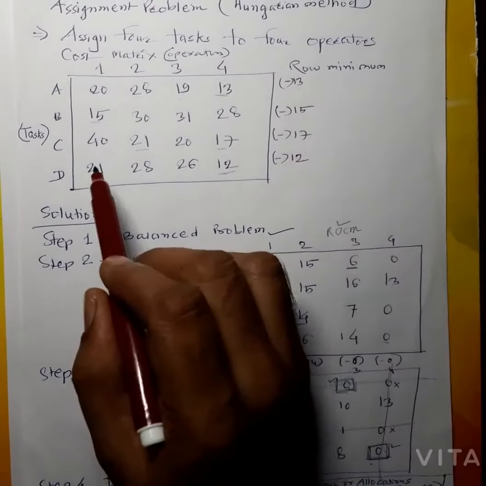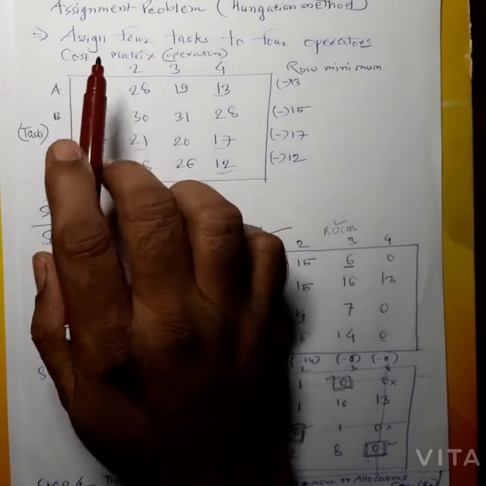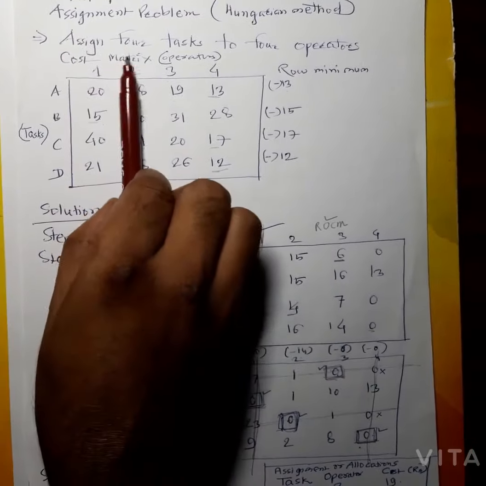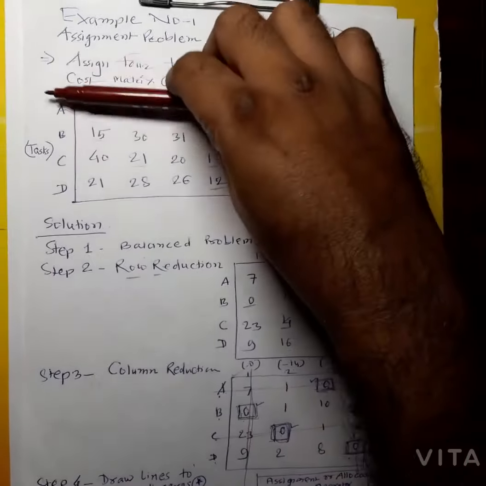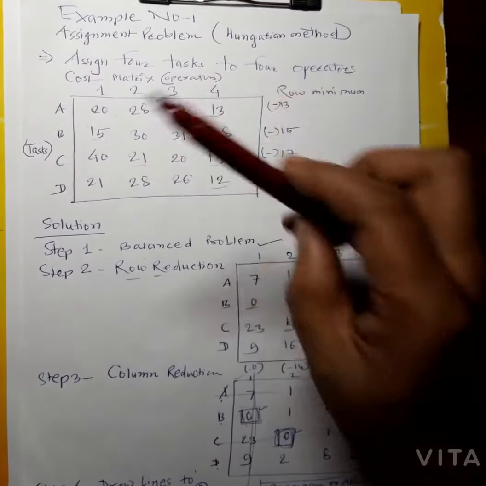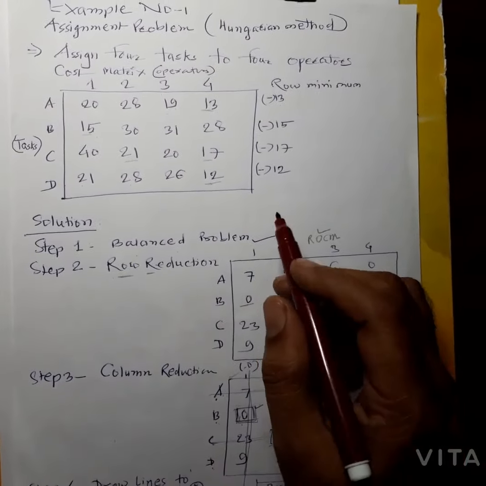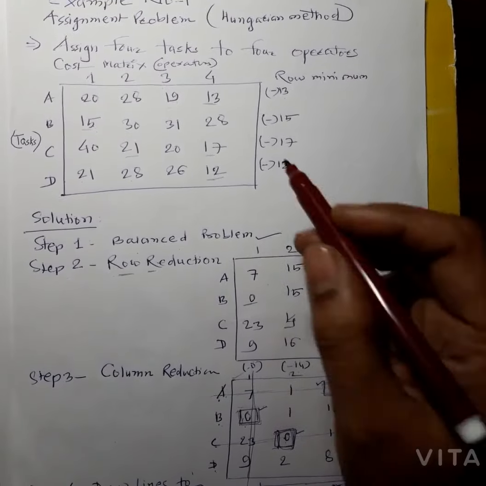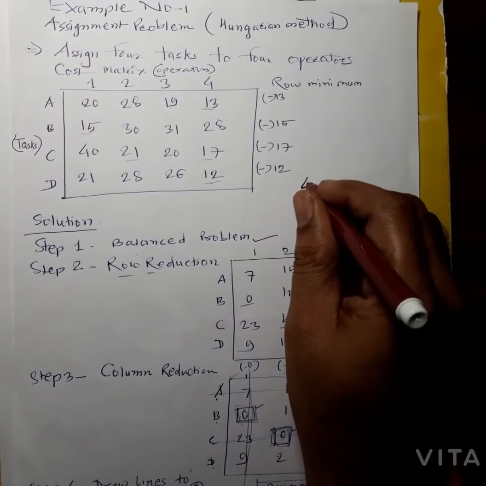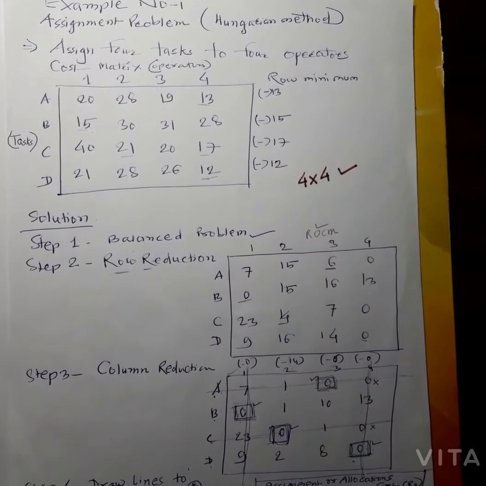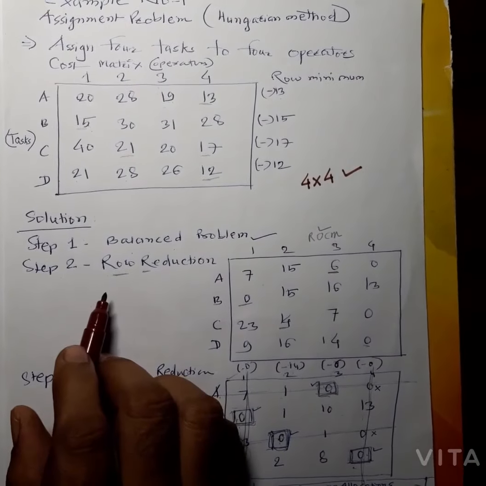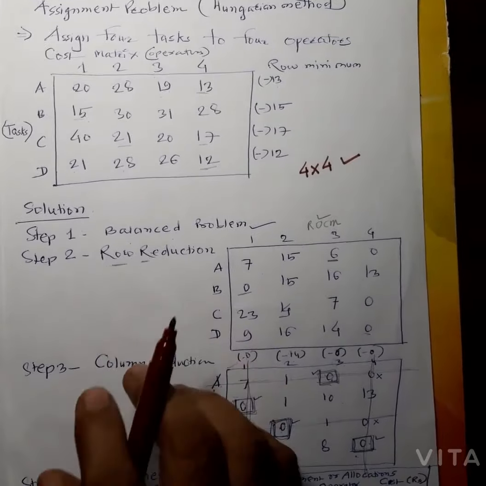Now here there are 4 columns, that is 1, 2, 3 and 4, and 4 rows. 1, 2, 3 and 4 rows are there. Now in this case there are 4 columns and 4 rows, so this one is a balanced problem. Go to the second step, row reduction.